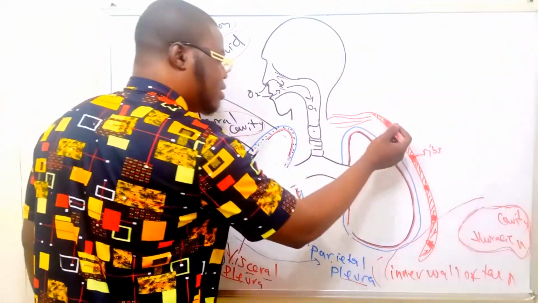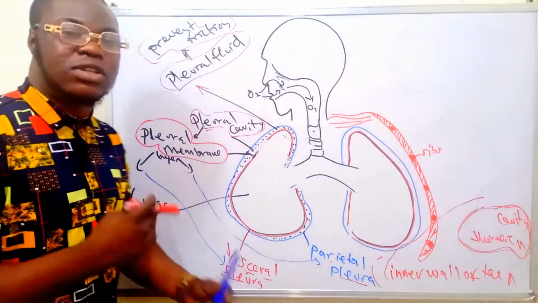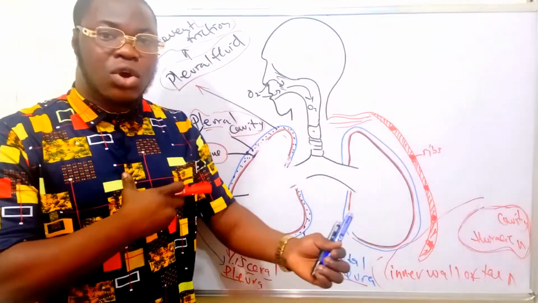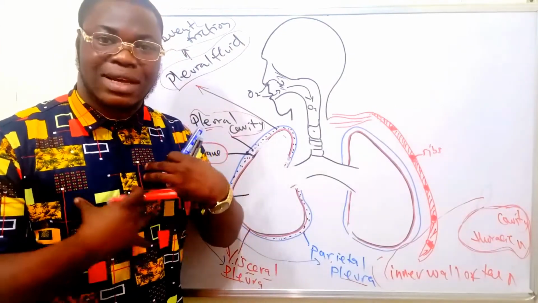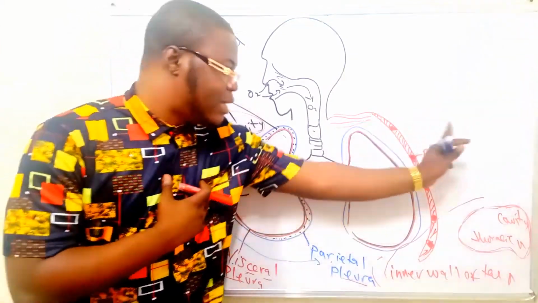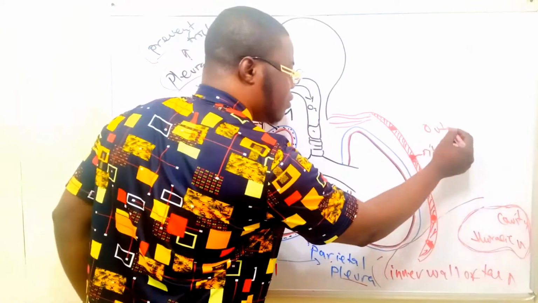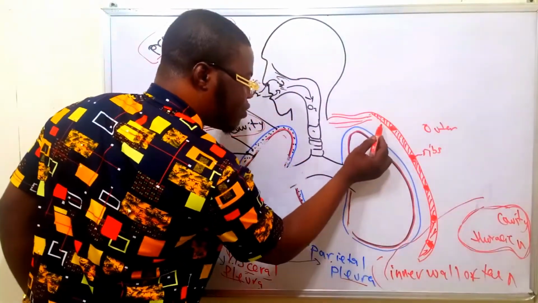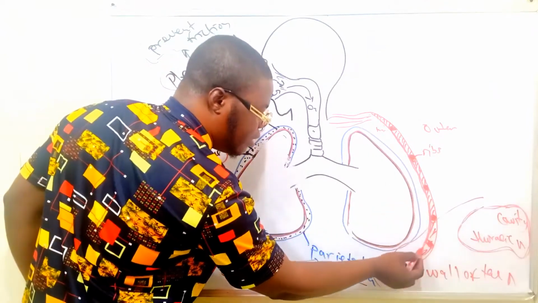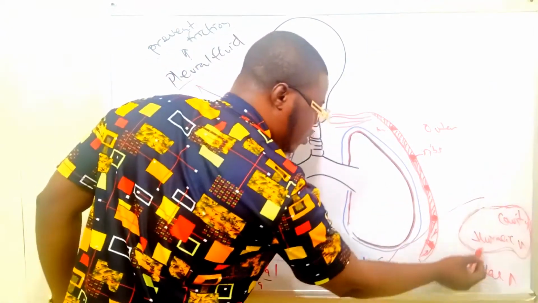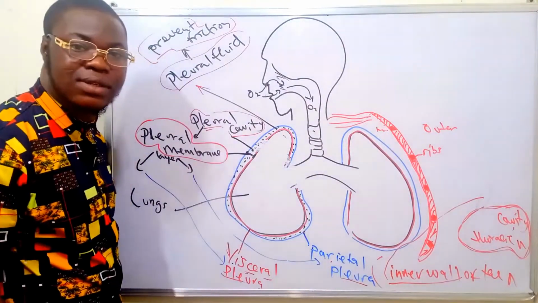Now, this is what forms your chest. So if you are touching your chest right now, what you are touching are these ribs and these intercostal muscles. I hope you get that. This part is on the outer part, and this part will be the inner part. So this is the inner wall that we're talking about, the inner wall of the thoracic cavity or thoracic cage.